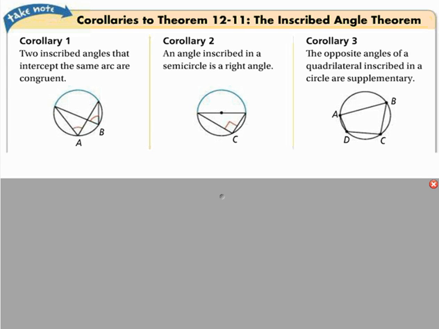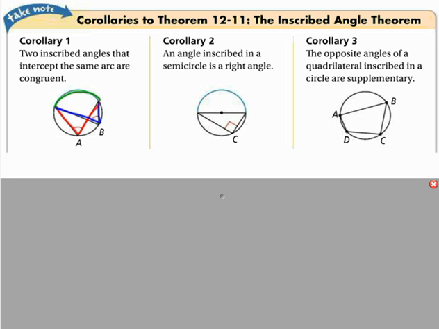So I think what we're saying here is, if you look right here, this inscribed angle and this inscribed angle both intercept this arc. So those are congruent angles. Even though they're not the same angle, they're going to be congruent angles. Sweet. Corollary 2, an angle inscribed in a semicircle is a right angle.